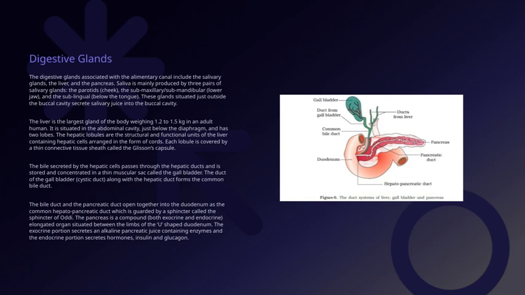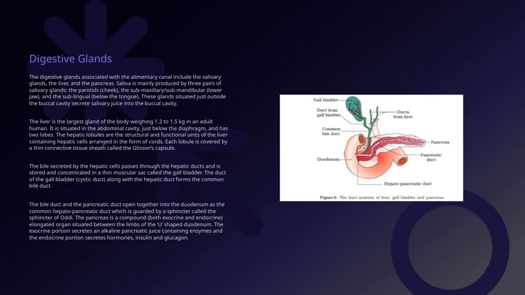Now, regarding bile, it's secreted by the hepatic cells, passes through the hepatic ducts, and is stored and concentrated in the gallbladder, which is a small muscular sac. The duct that connects the gallbladder to the hepatic duct is called the cystic duct. When combined with the hepatic duct, it forms the common bile duct, which carries bile to the duodenum.